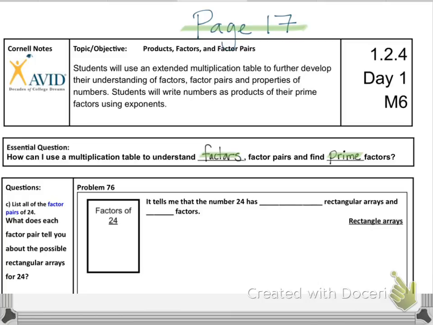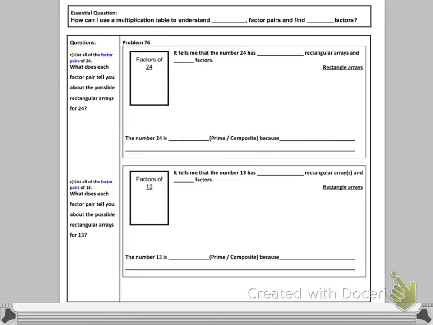In order to complete this lesson, please find the multiplication table that's at your table. It is a half sheet of paper. Put the multiplication table in front of you so you can use it if needed for this lesson. Let's look at the first question. It says, list all of the factor pairs for 24. What does each factor pair tell you about the possible rectangular arrays for 24?